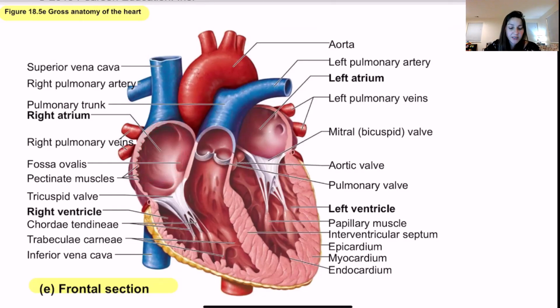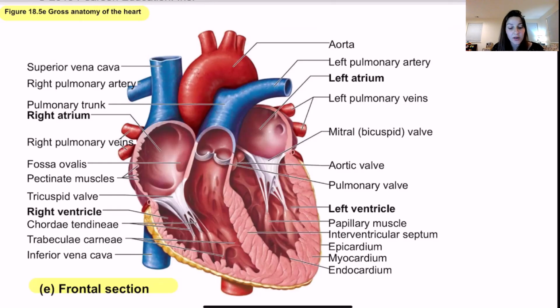This right atrium is connected to the right ventricle via this little valve here called the tricuspid valve. That tricuspid valve is connected to stuff called heartstrings, or chordae tendineae. That's the word I want you to know. Chordae tendineae are kind of like kite strings. You know, when you pull on the kite, they get tighter. And just like when you pull on the strings, chordae tendineae also get tighter.